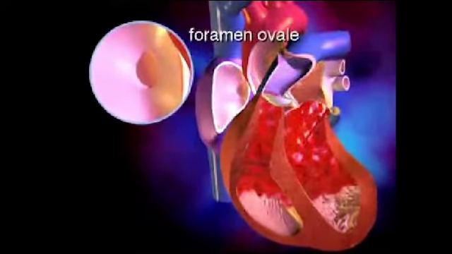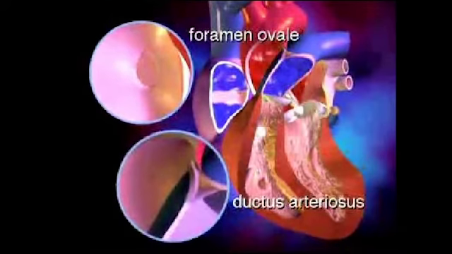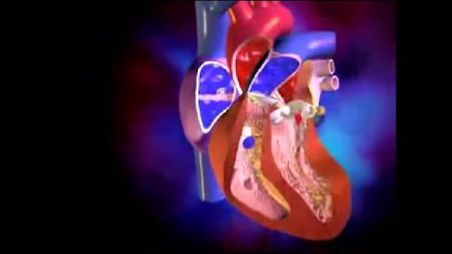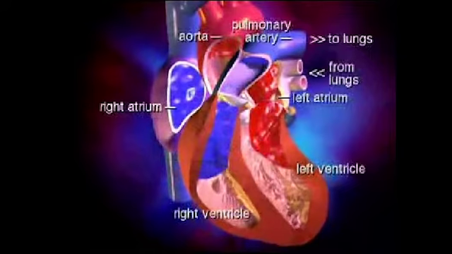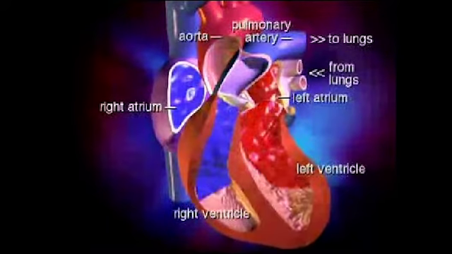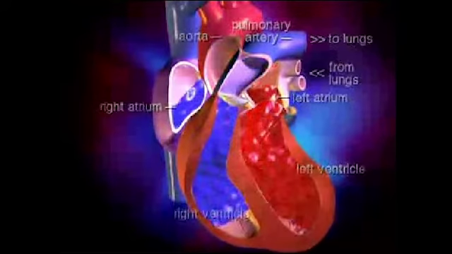After birth, the foramen ovale and ductus arteriosus close as the baby begins to breathe. Oxygen-poor blood in the right side of the heart is pumped through the pulmonary artery to the lungs. Oxygen-rich blood travels to the left side of the heart and is pumped through the aorta to the rest of the body.